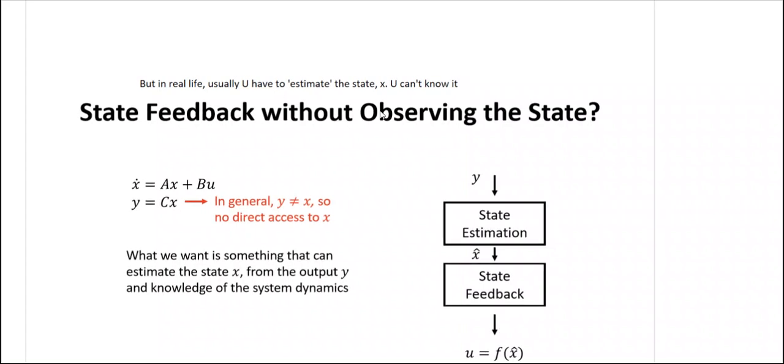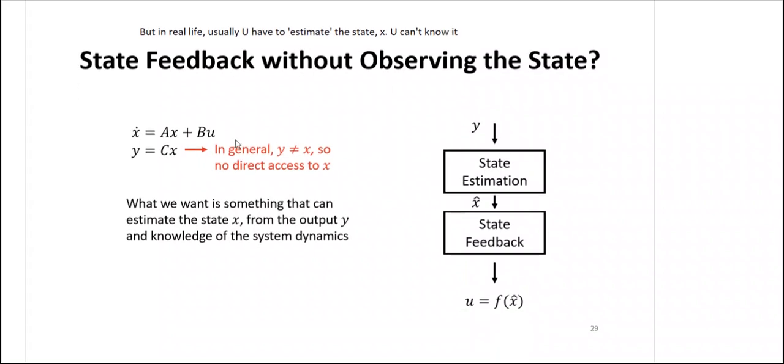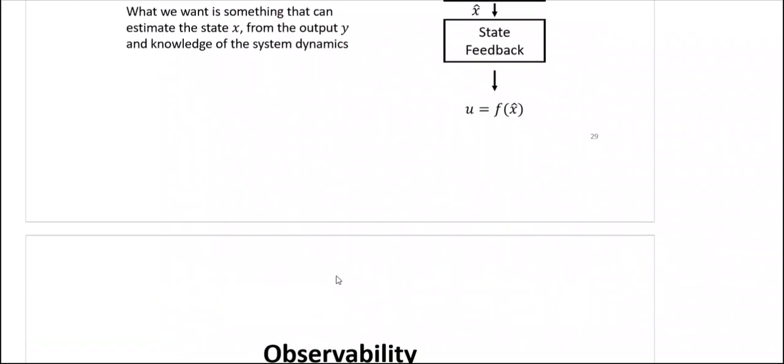So in real life, we don't really know the state of the system. We can kind of estimate it. Great. So, state feedback without observing the state: state estimation. In general, y is not directly equal to x. There's no direct access to x, the state, so we have to infer it. Given the output y, we have to estimate the state x, knowing the system's dynamics.